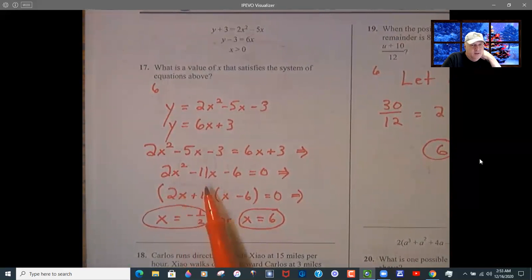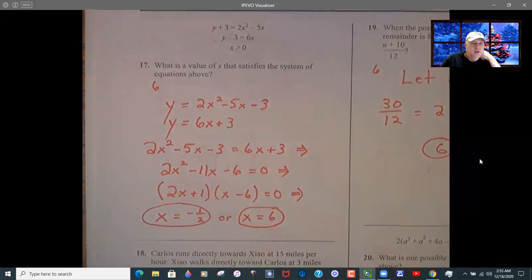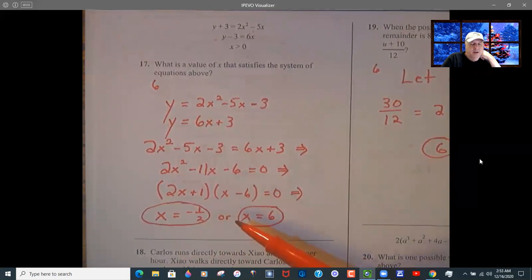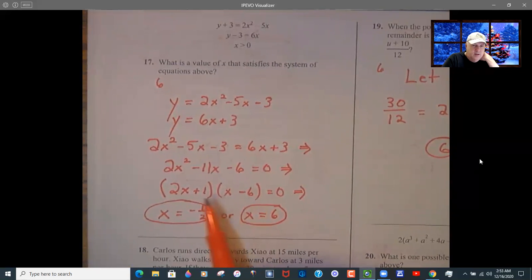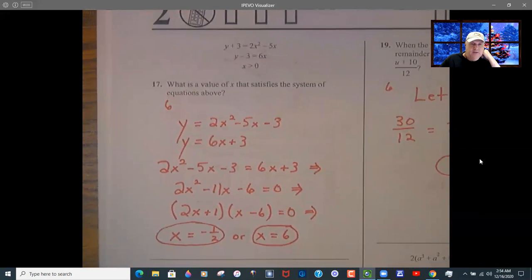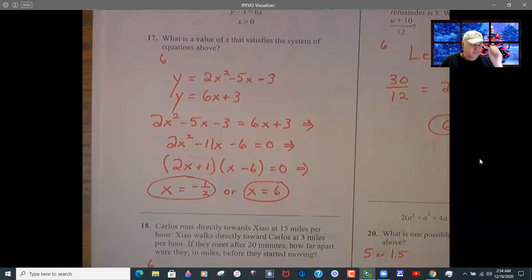Okay, so you got to get this far with it. This is something we do in algebra 2. And then you need to think about, okay, 2x squared, that has to be 2x and x. There's not a common factor. And then -6. How do I break -6 apart so that when I FOIL this back, I get the 2x squared minus 11x minus 6? Well, it has to be -6 over here and +1 here. You're welcome to do the quadratic formula if you can't figure out that factoring, but that's probably equally as difficult. So 6 or -1/2. It says what is a value of x that satisfies that, so either one would be fine.